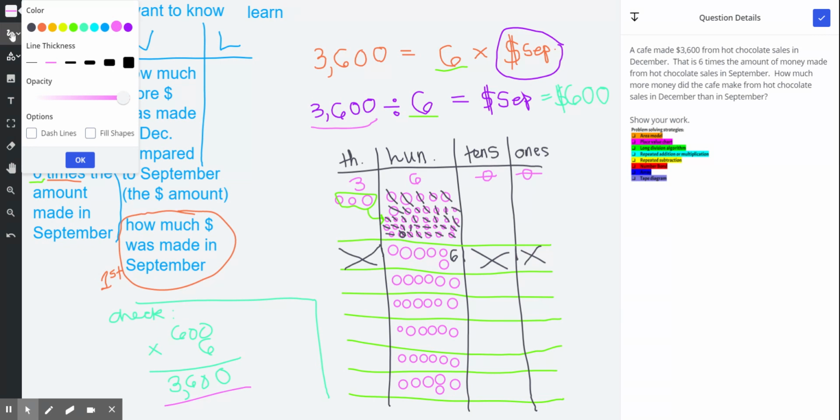So in other words, we can go back to our learn column to indicate that the amount of money made in September is $600. $600 was made in September.